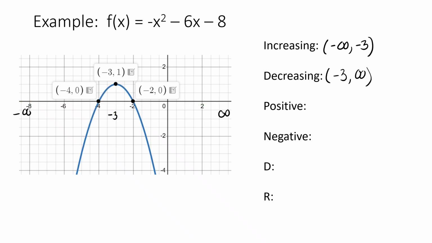All right, positive and negative. Positive and negative is where it's above or below. And so positive is this right here, okay? And that's going to be in between the -4 and the -2. So it's this chunk of the number line. And again, I don't include the -4 and the -2.